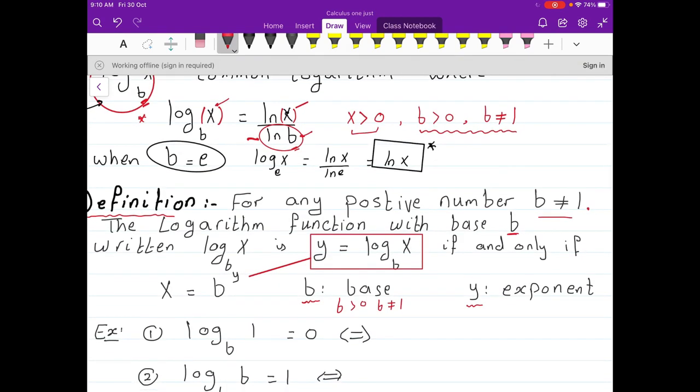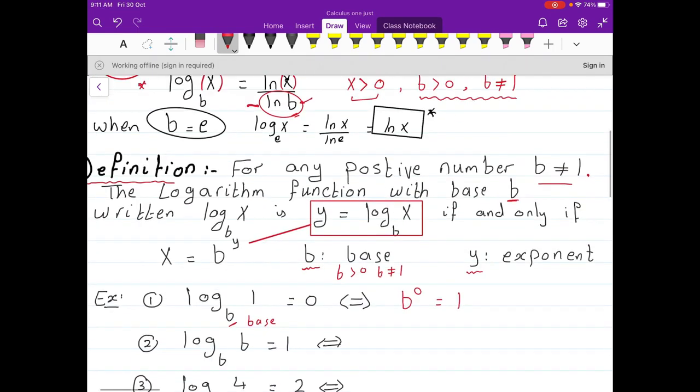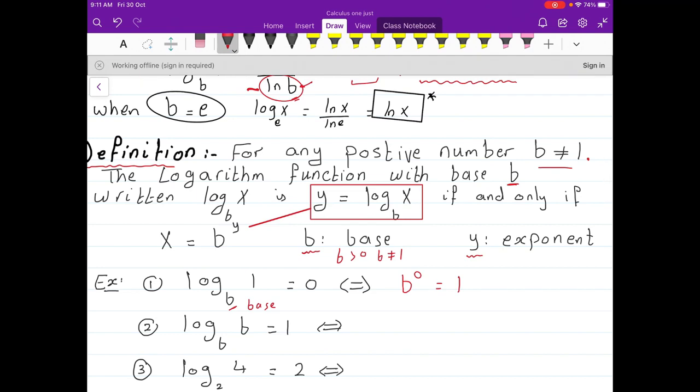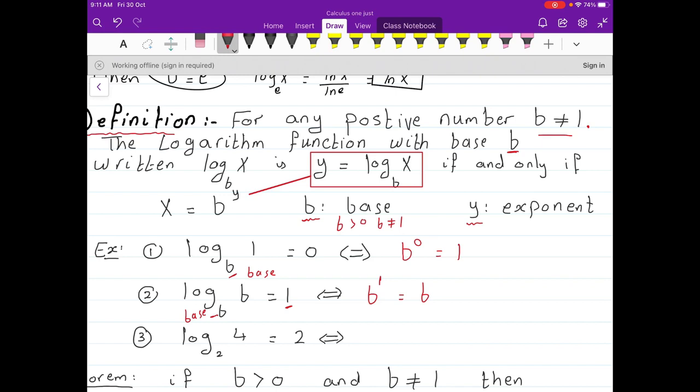For example, log 1 for the base b equals 0. This is the base, this is the exponent. This means b to the power 0 equals 1. What do we mean by log b for the base b equal 1? This means b is the base, and this is the exponent: b to the power 1 equals b. If we have log 4 for the base 2 equal 2, what does this mean? This is the base, this is the exponent. This is equivalent to 2 squared equals 4.